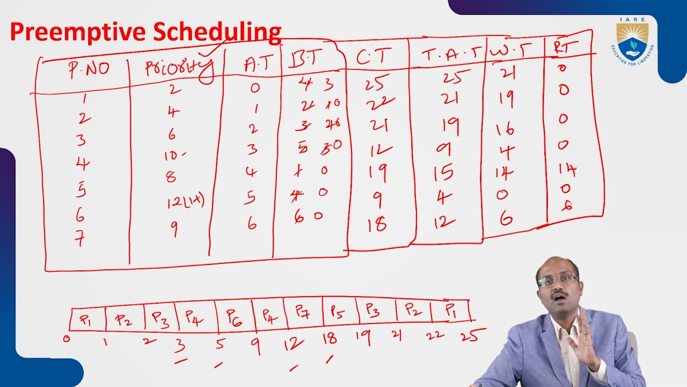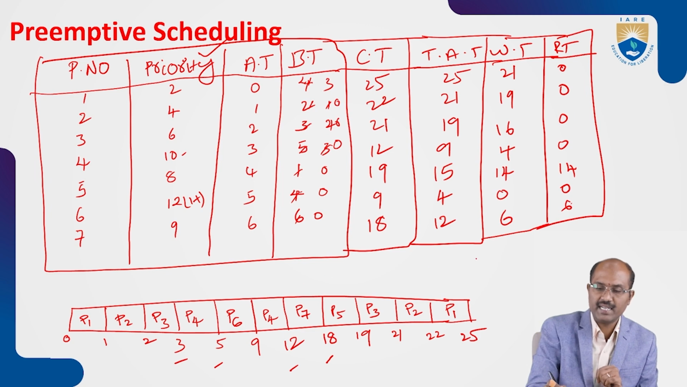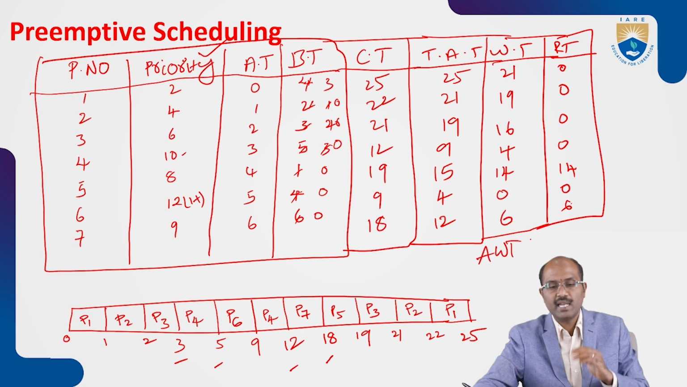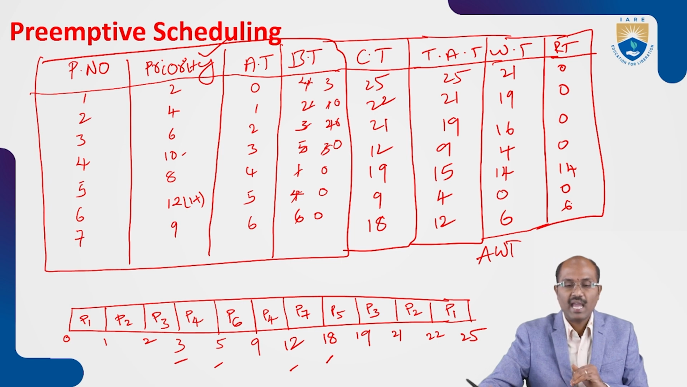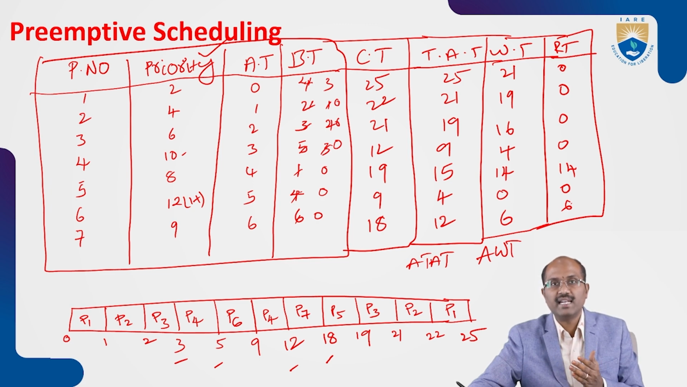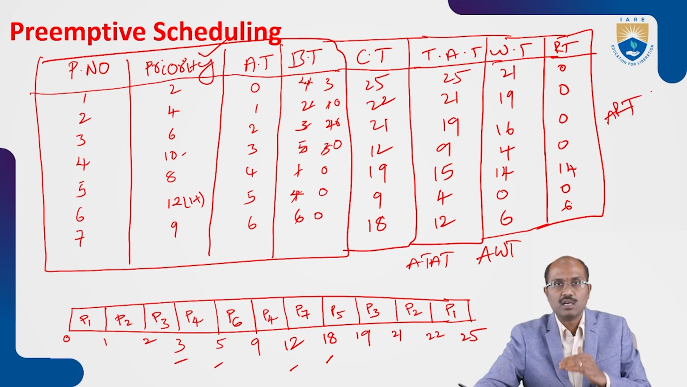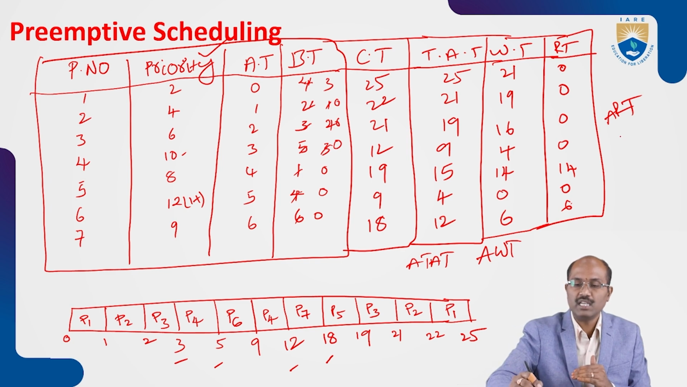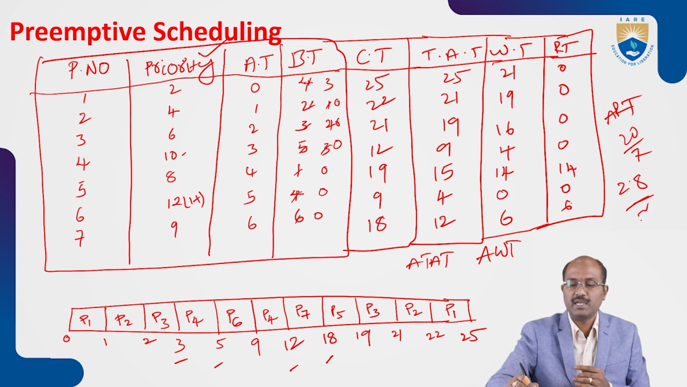So we calculated all response times, waiting times, turnaround times and completion times individually for priority based scheduling. Next we calculate the average waiting time: all waiting times divided by the total 7 processes. Then the average turnaround time: the sum of all turnaround times divided by the total number of processes, 7. Similarly, we calculate the average response time: all response times, 14 plus 6, that is 20, divided by 7. So 20 by 7 is almost 2.8, so almost 3. The average response time is approximately 3 units of time.